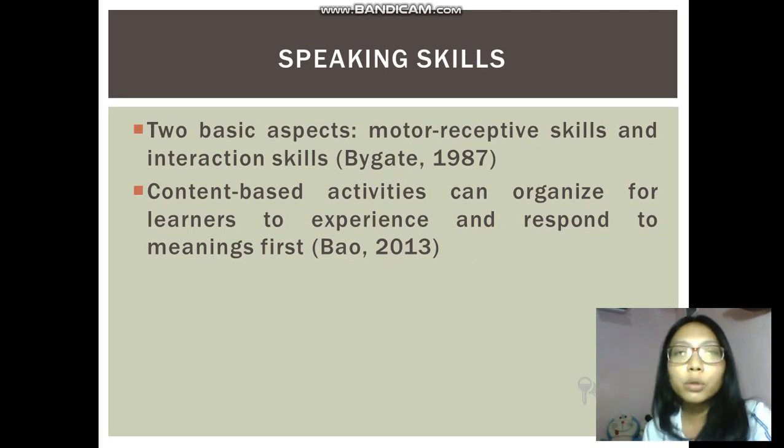Next, Bao 2013 also said that to teach the speaking skill, it's better to use content-based activities that organize for learners to experience and respond to the meaning first. Speaking skill is best developed when the learners take control of their own performance themselves, not dictated by external factors such as the teacher.